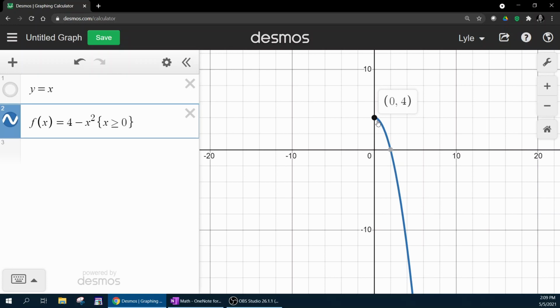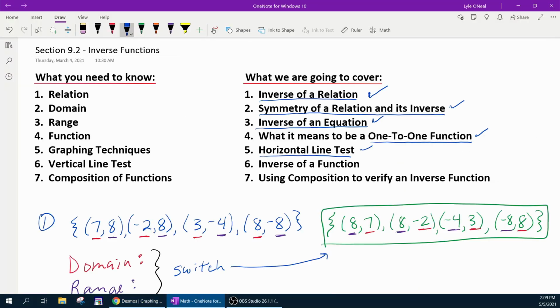So I haven't lost any range values, but what I have done is created a function that is one-to-one. This graph now passes the horizontal line test. And what that means is that now if I find the inverse of this function, the inverse will be a function.